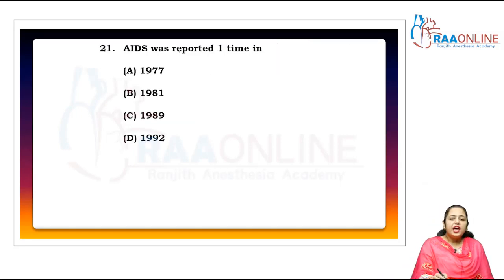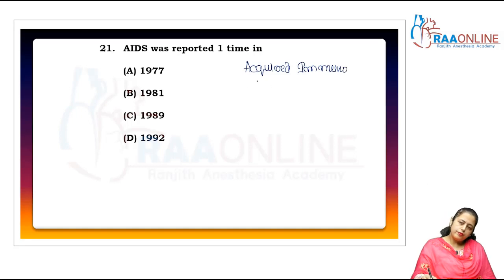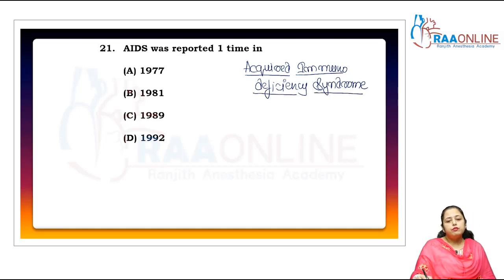The next question is, AIDS was first time reported in, right? AIDS, that is acquired immunodeficiency syndrome. It was first reported in 1981, in the USA actually. Of the AIDS cases worldwide, a maximum of about 80% is present in the USA, just because of their lifestyle.